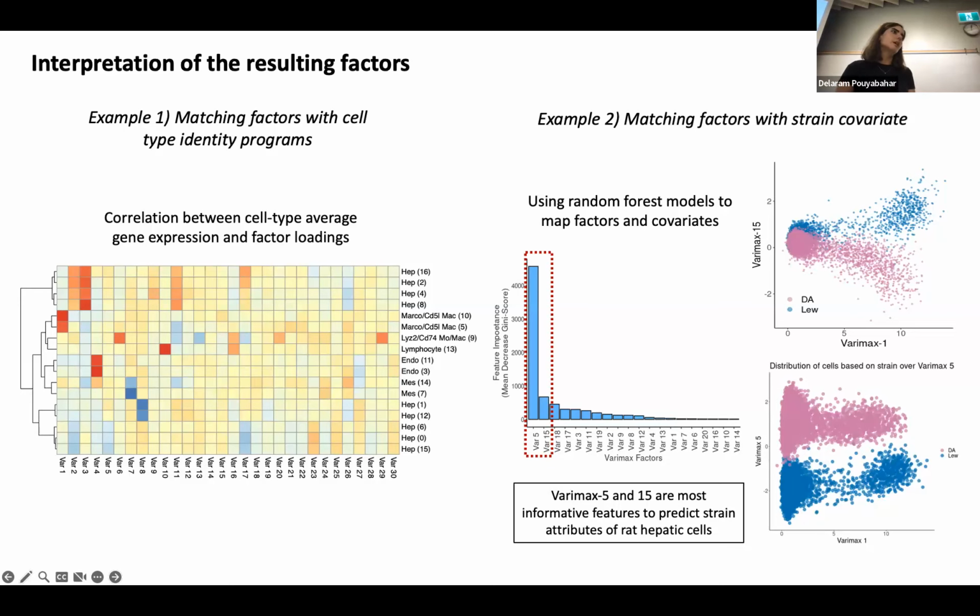But there are definitely some matrix factorization methods out there that try to tackle the problem in a supervised way. Yeah, no worries.